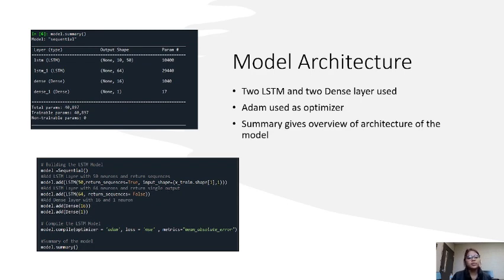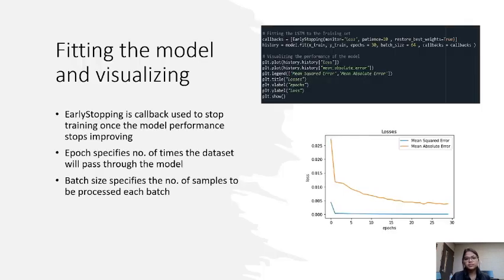Then the model is compiled using the Adam optimizer, and mean squared error is used as the loss and mean absolute error is used as the metric. Then using model.summary, we can overview the architecture of the model. The summary gives the information on the type of layer, output shape and number of parameters of our model.